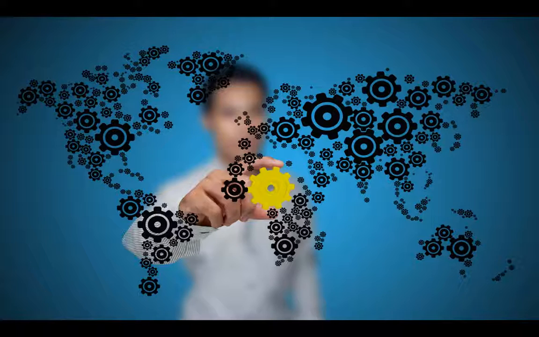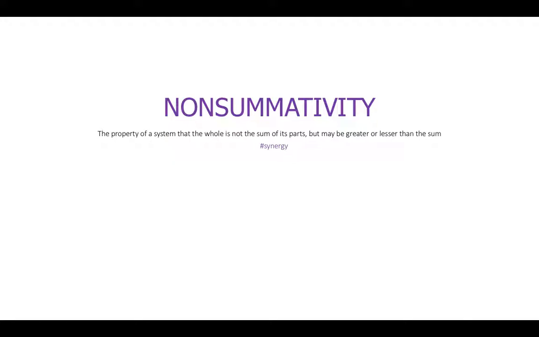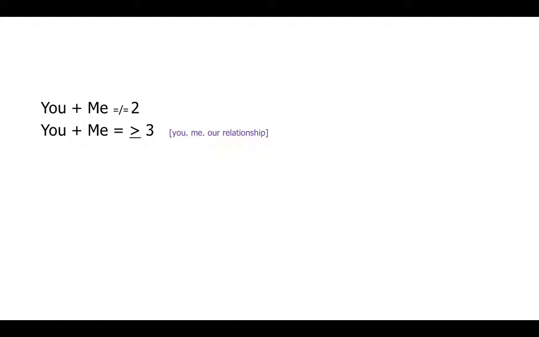This relates to a process we know as non-summativity. So you may have heard the term synergy. This relates here as well, but non-summativity is the property of a system that the whole is not the sum of its parts, but may be greater or lesser than the sum. So this whole concept is that you plus me does not equal 2. You and I together do not equal 2. You plus me equals greater than or equal to 3.